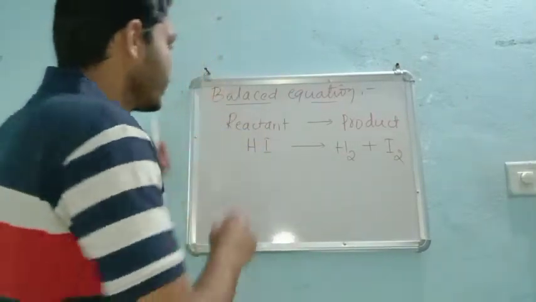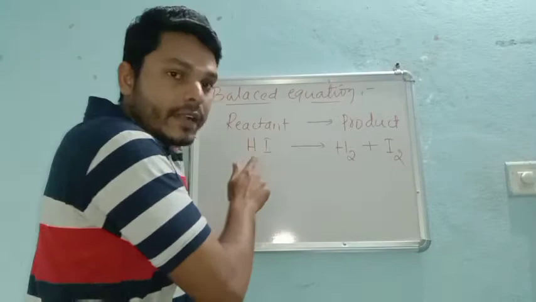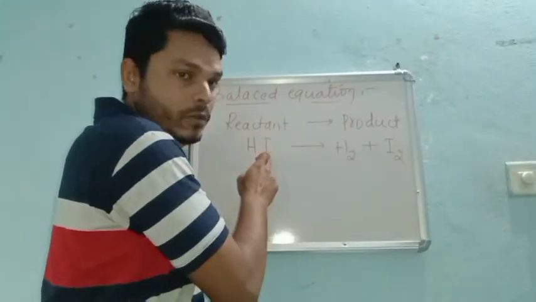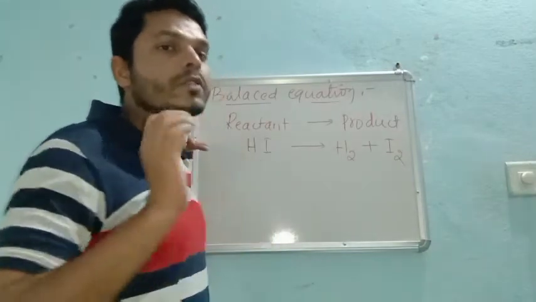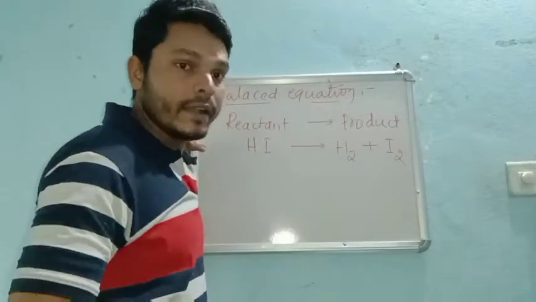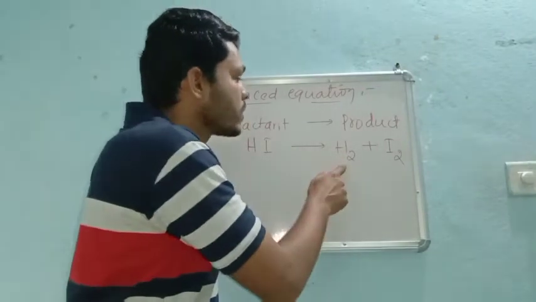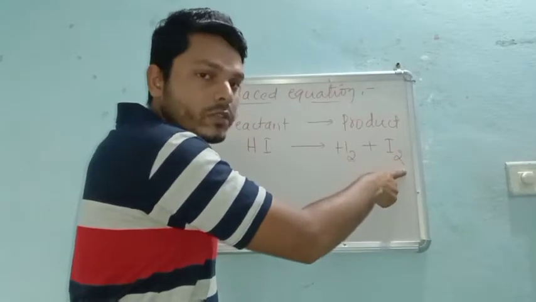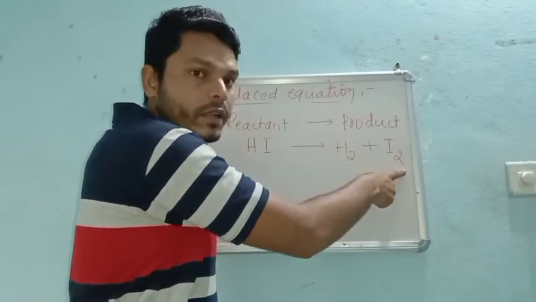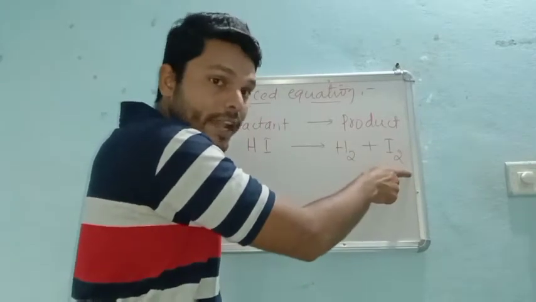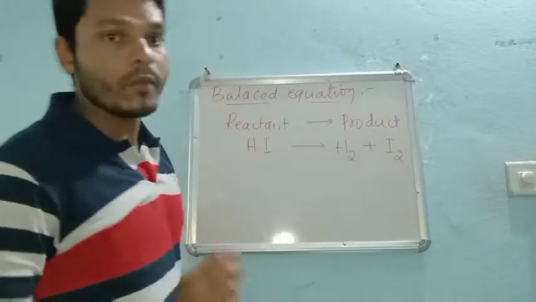See, check. In the reactant part, how many hydrogens are present? Only one. What about the iodine case? Iodine is also the same. Only one is present. But coming to the product side, hydrogens are two, clearly we can see. And what about iodine? Iodine is also the same, it has two, two I's, not moles, two I's. But here we have only one.